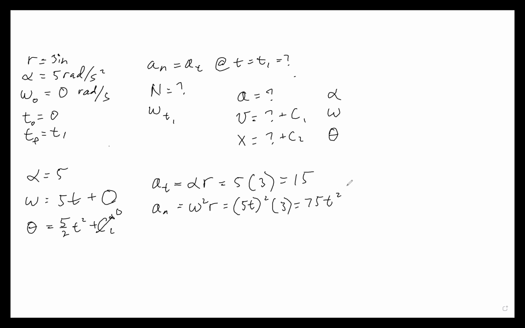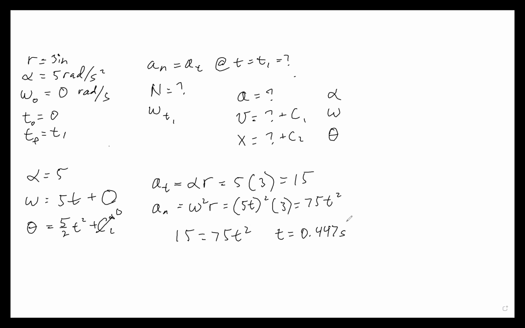Now the problem wants us to find what value t1 is, when the tangential acceleration and the normal acceleration are equal. So if we set 15 equal to 75t squared and solve for t, we end up with t equal to 0.447 seconds. Okay, so then we can find values that they ask for at time t1.